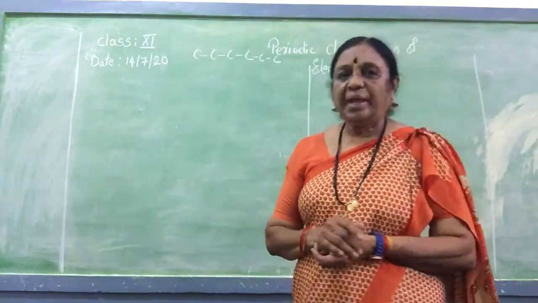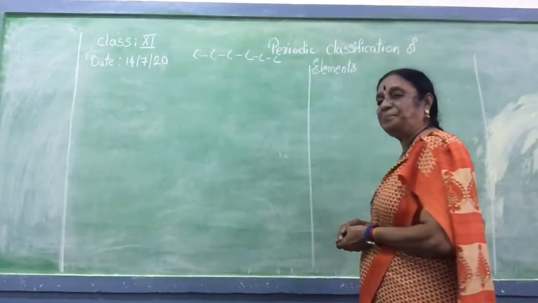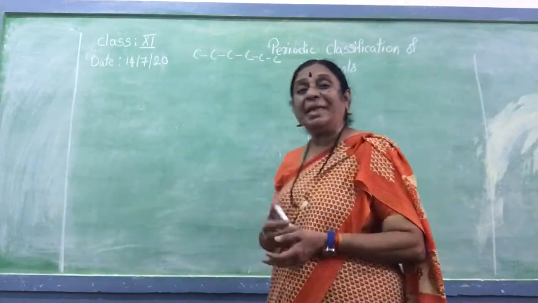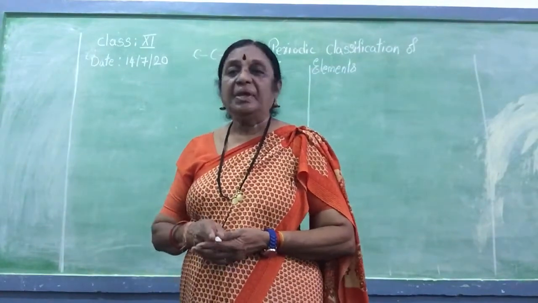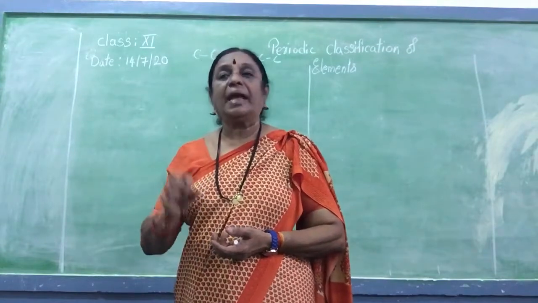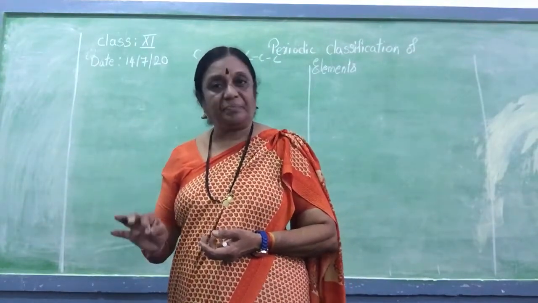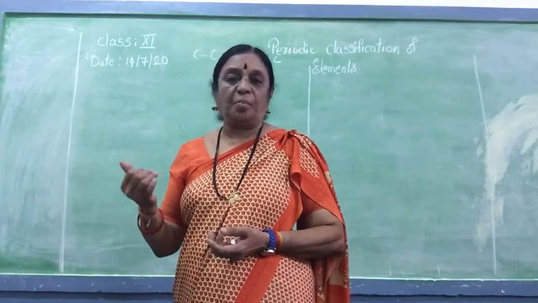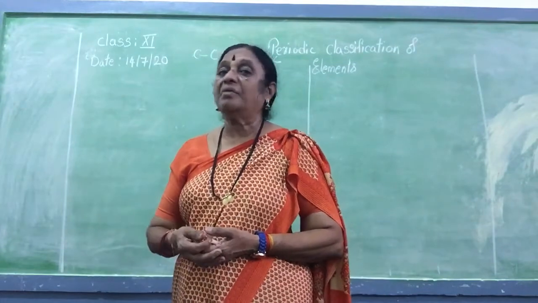Okay children, today let us start the periodic classification of elements. Now, you know what do you mean by element? Clear? What do you mean by element? Element is made up of atoms. Okay. What are atoms? Atom is the tiniest, smallest particle of the matter. According to Dalton's atomic theory, atoms cannot be divided.